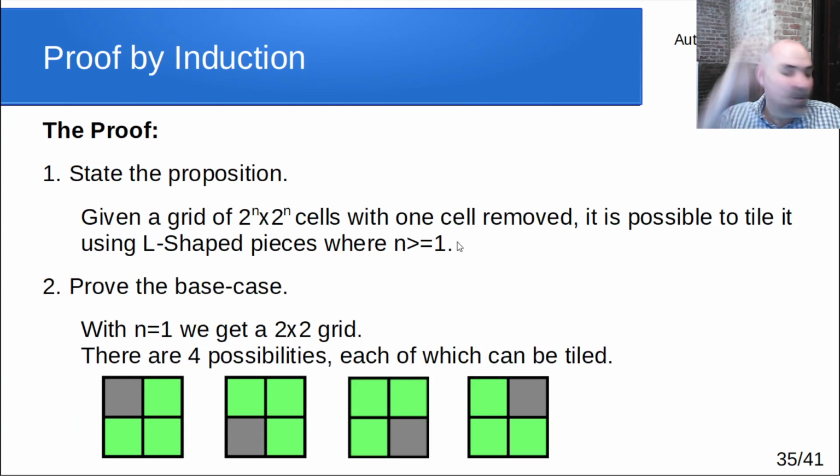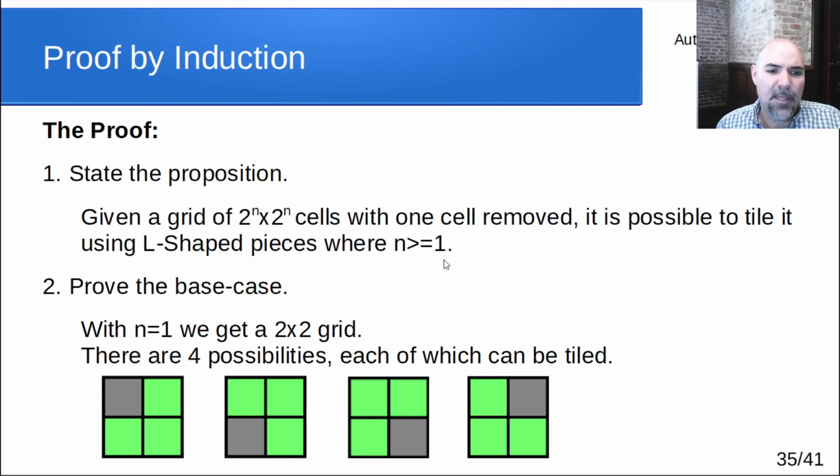Okay, so let's dig into the proof. So again, we're going to follow that 5-step process that is generally followed for proof by induction. So number 1, state the proposition. That's what we said earlier. Given a grid of 2 to the n by 2 to the n cells, with one single cell removed, doesn't matter which one, any of them removed, it's possible to tile it using L-shaped pieces where n is greater than or equal to 1.